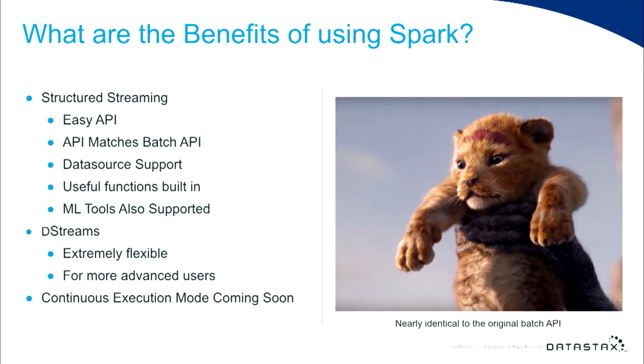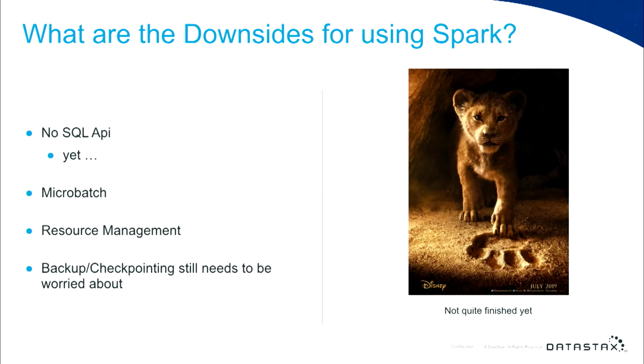So what are the benefits of using Spark for streaming? We have this great data frame easy API. It's got the same support for data sources that the data frame API had. And it's got lots of useful, great functions and things built in. DStreams are pretty good if you're looking for something that's extremely flexible. It has more flexibility than the structured streaming API. And continuous execution mode will probably be coming as a production-ready feature of Spark soon. And that's the idea of, instead of using micro batches, doing a per tuple-based event processing like Flink or Storm does.